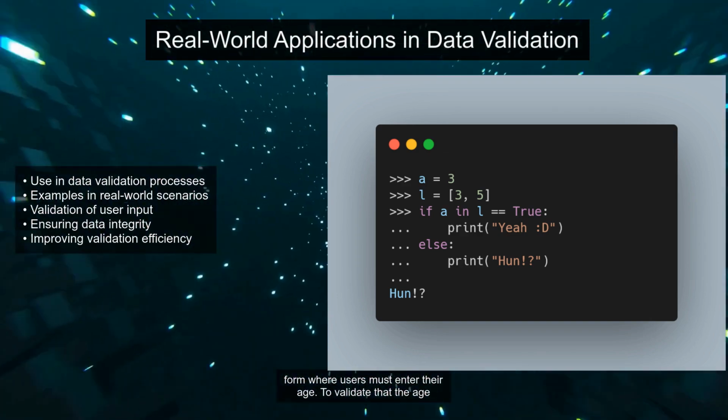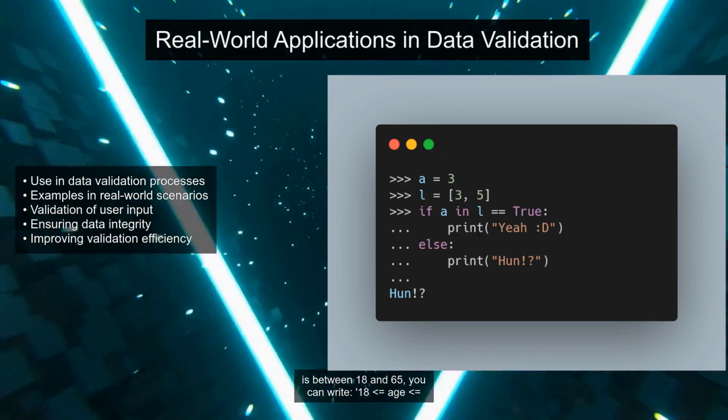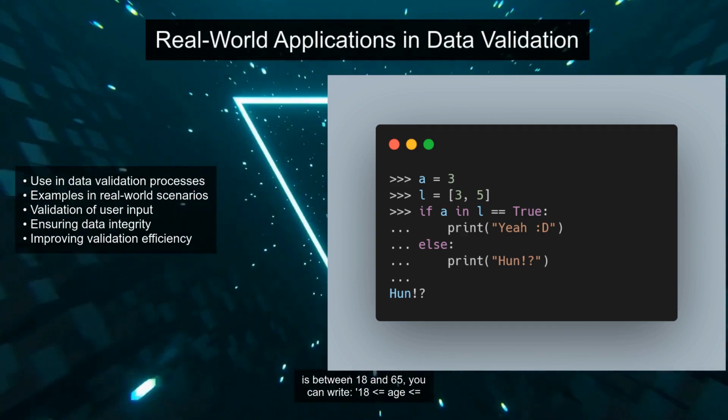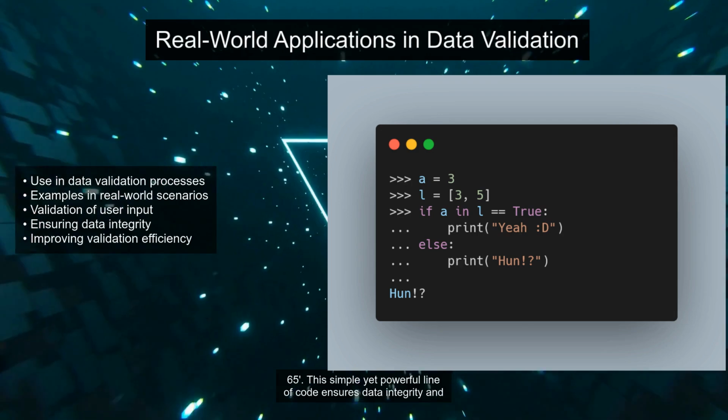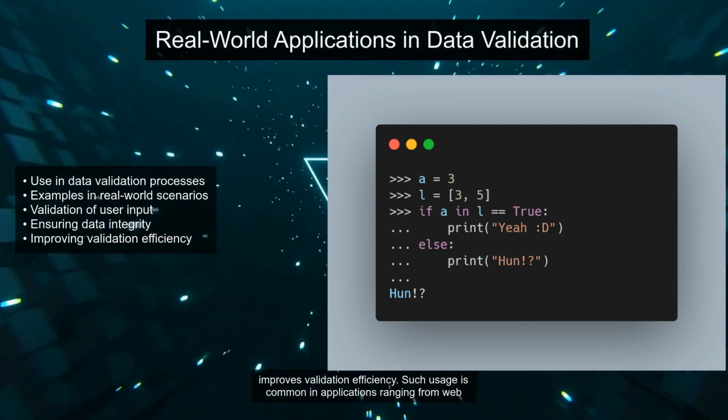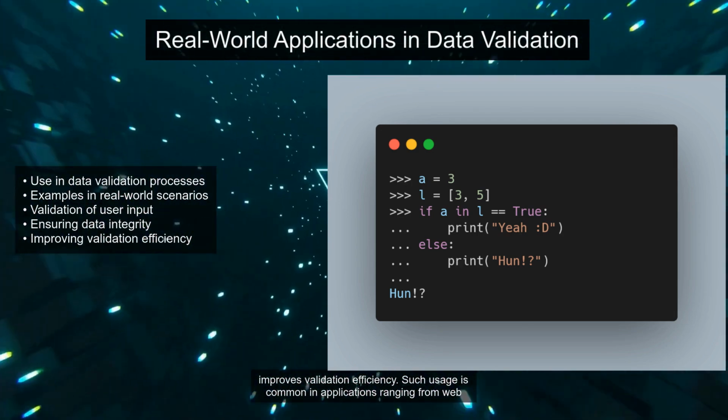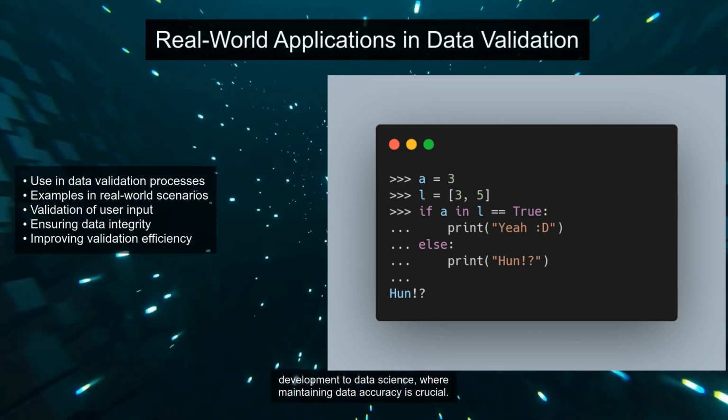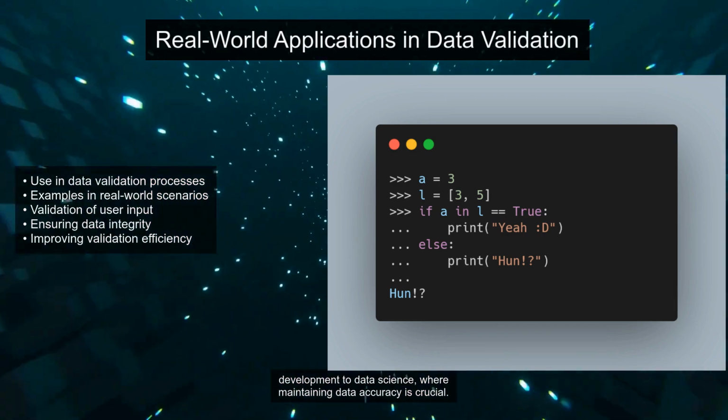To validate that the age is between 18 and 65, you can write 18 less than equals age less than equals 65. This simple yet powerful line of code ensures data integrity and improves validation efficiency. Such usage is common in applications ranging from web development to data science, where maintaining data accuracy is crucial.